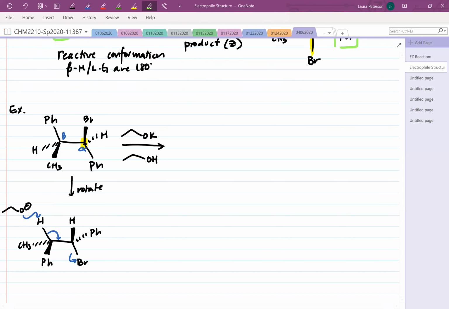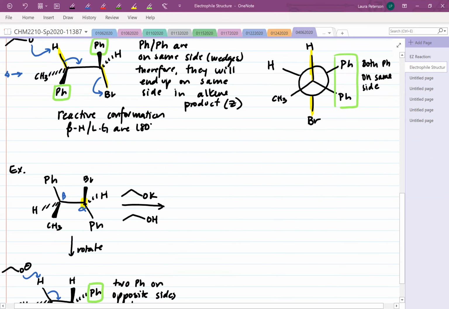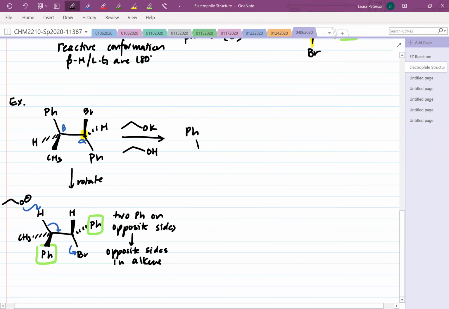Okay, so now notice that our two phenyl groups are on opposite sides. One's on a wedge and one's on a dash. Okay, so two phenyl groups on opposite sides. So they're going to be on opposite sides in the alkene. So then if we wanted to draw our major product up here, it would be this one. Sorry, I just want to scroll this, make sure I draw this the same way. So our E product would be our major product.